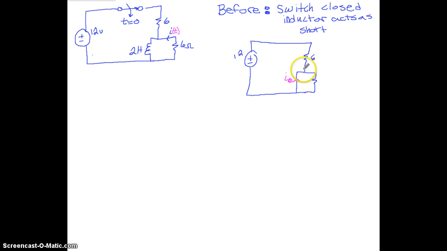And now what we're looking for is the current through the inductor. As you can see, this resistor right here gets shorted. So now we can find the current by just calculating the current inside this loop right here. And that's going to be equal to I0.